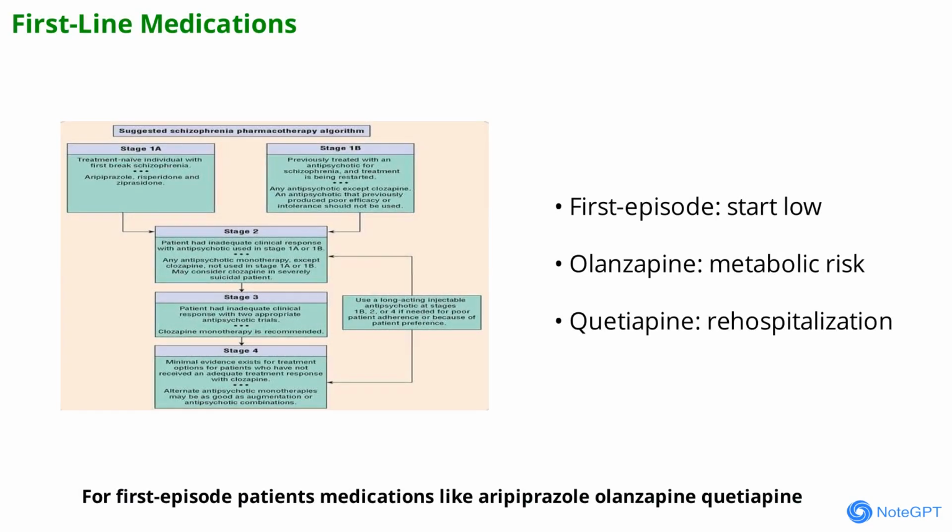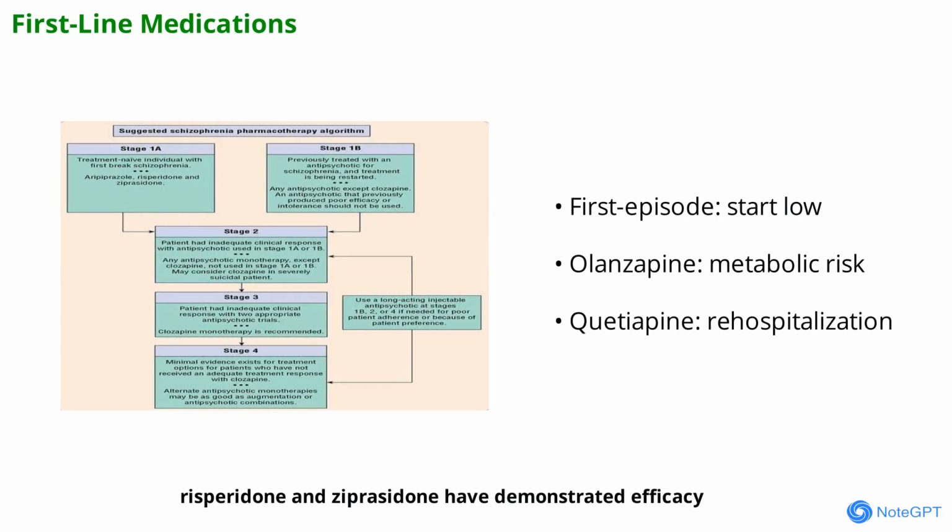In first episode patients, medications like aripiprazole, olanzapine, quetiapine, risperidone, and ziprasidone have demonstrated efficacy. Lurasidone is effective in adolescents. Olanzapine is generally not recommended for first episodes due to its risk of weight gain and metabolic side effects. Quetiapine may result in less time to rehospitalization, but is also associated with greater weight gain. Dosing should start low due to increased sensitivity to side effects in first episode patients.